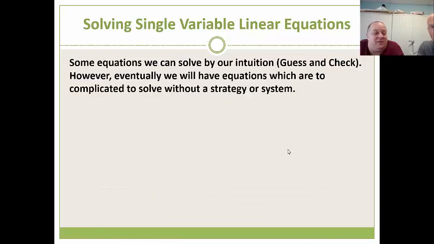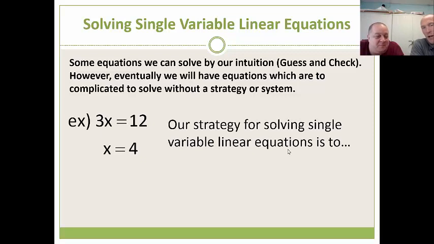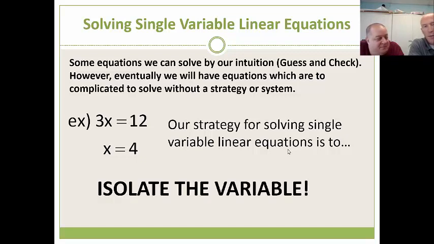This is going to be about solving single variable linear equations. Just like the last one that we saw, you could guess and check, or you can use intuition. Some of them are very straightforward: 3 times 4 is 12. That strategy works pretty well for nice ones, especially ones that you might have seen before. Our goal when we're trying to solve it is to find what makes the equation true, and we do that by isolating the variable.